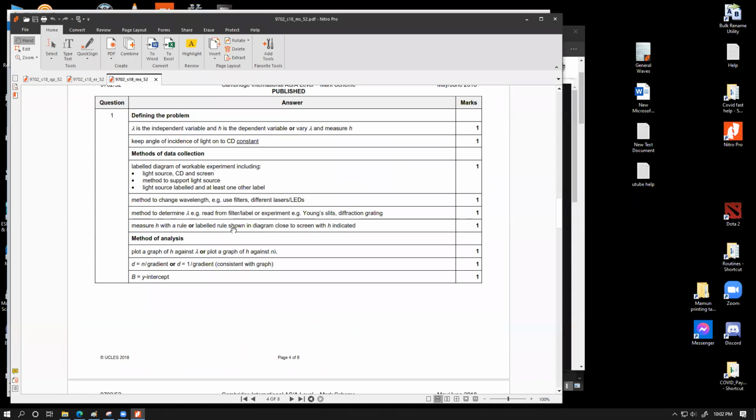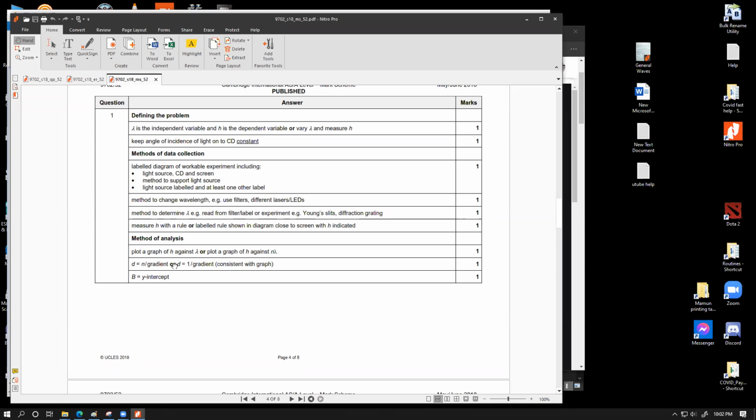Measure h to the rule or label rule shown in diagram close to the screen with h indicated. So they have said that it can be shown in the diagram. I would prefer not to draw it on the diagram. It's just my personal preference. Plotted graph of h against lambda, plotted graph of h against n lambda.